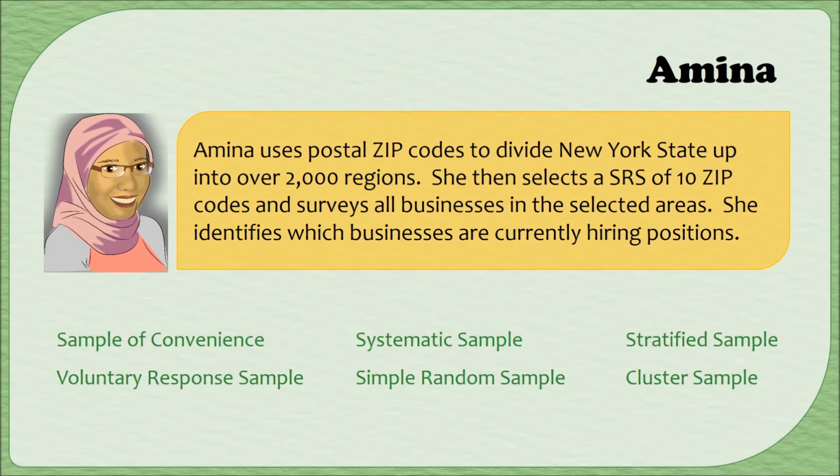Amina. Amina uses postal zip codes to divide New York State up into over 2,000 regions. She then selects a simple random sample of 10 zip codes and surveys all businesses in the selected areas. She identifies which businesses are currently hiring positions. What type of sample did Amina take? Take a moment to pause the video if you need to.